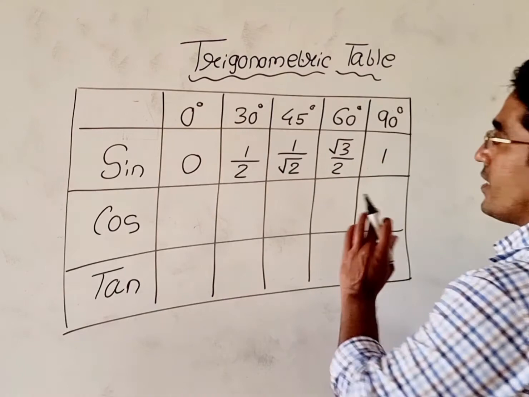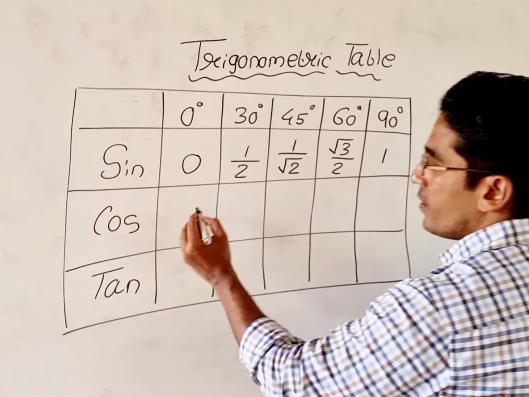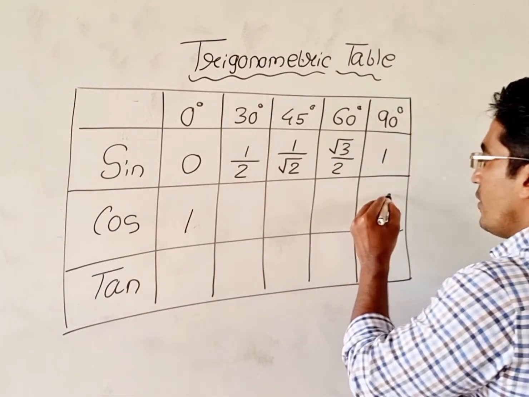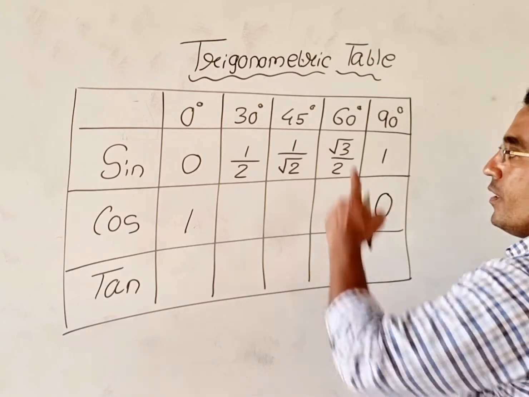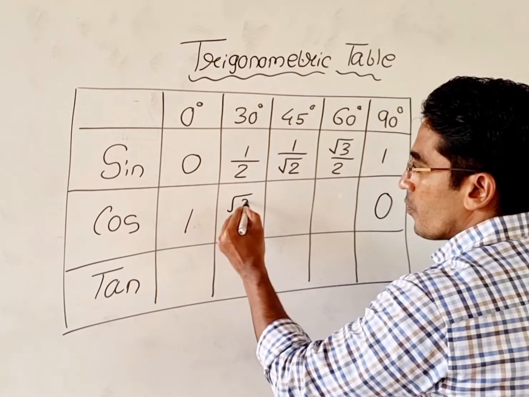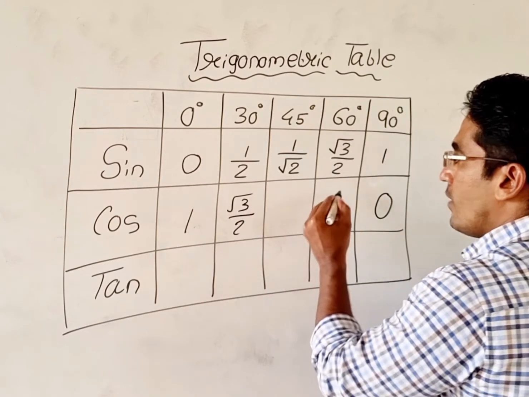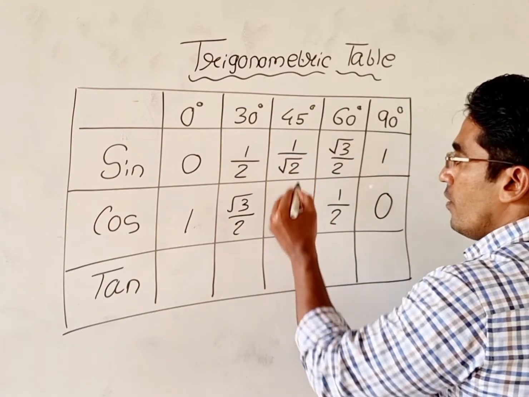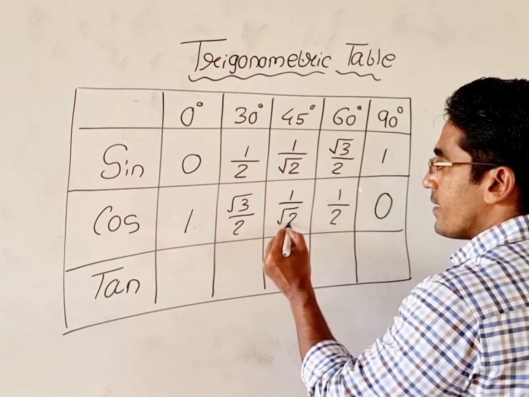So what will we get? Just interchange the positions. Here it is 1, so I will write 1 here. Here it is 0, so I will write 0 here. Here it is root 3 upon 2, root 3 upon 2. Here it is 1 upon 2, 1 upon 2. 1 upon root 2 will remain as it is.